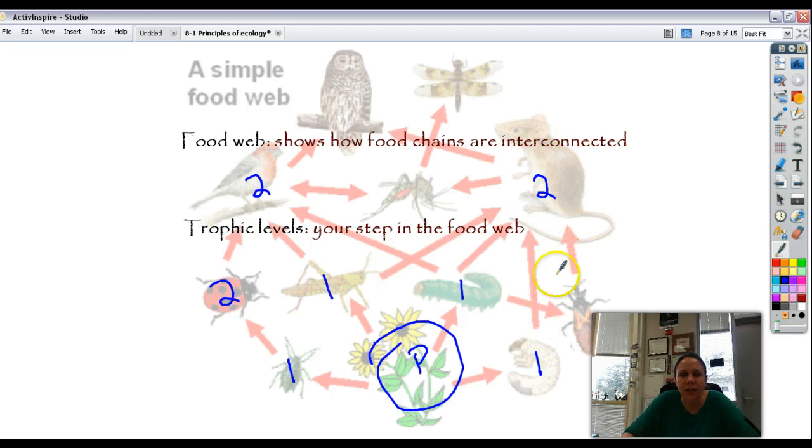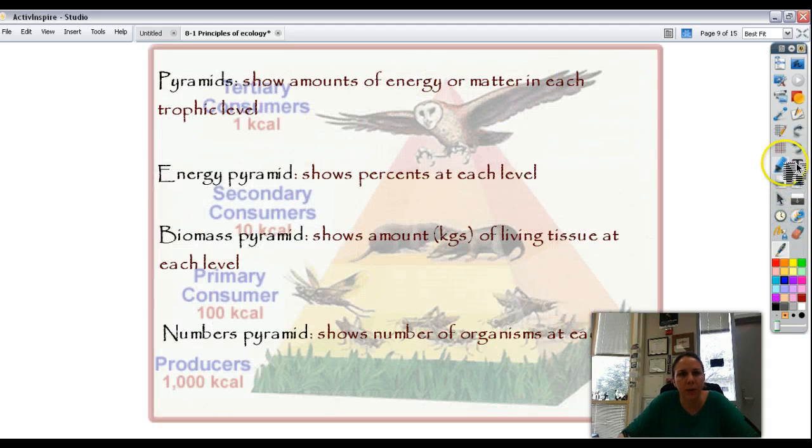But what you'll notice is that you can actually be more than one level. So like this bird right here, if I follow this one, 1, 2, 3, he's in the third trophic level if he eats the ladybug. But if he eats the grasshopper, he's in the second trophic level. So you can belong to more than one trophic level. Okay, so the owl up here, he'd be in the third and fourth trophic levels. We also use 1, we call that a primary consumer. 2, secondary. Tertiary, quaternary. We use words like that to describe where you are in the food web.